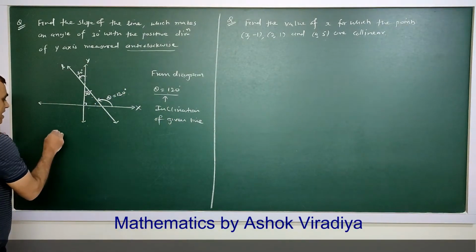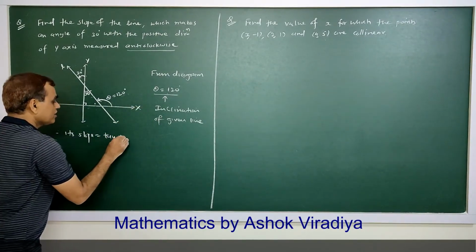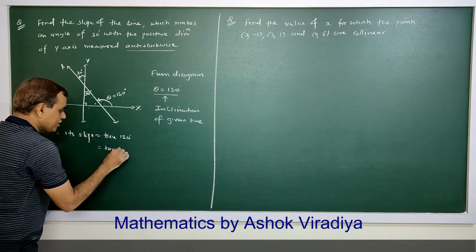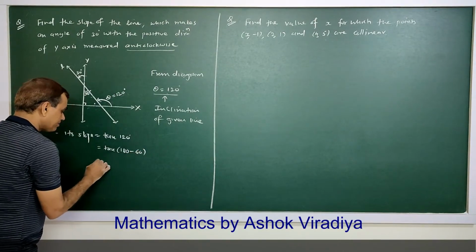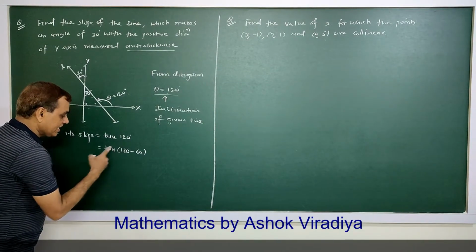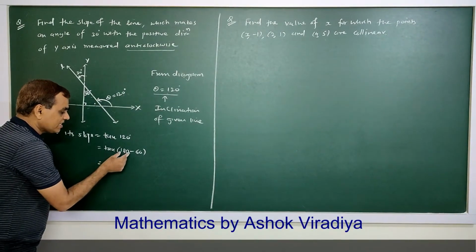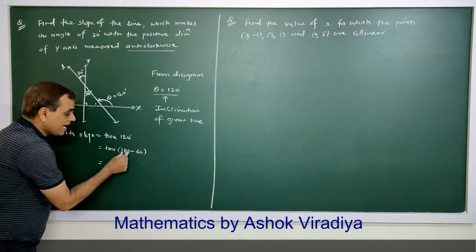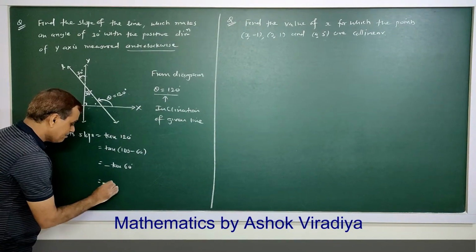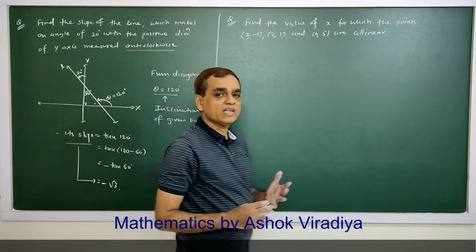Therefore its slope is the tangent value of this inclination. So tangent of 120 degrees, that is tangent of 180 minus 60. Now this value is in the second quadrant. In the second quadrant, tan is negative. It is like tan of pi minus theta, and tan of pi minus theta is minus tan theta. So this is minus root 3. So this is the slope of the given line.